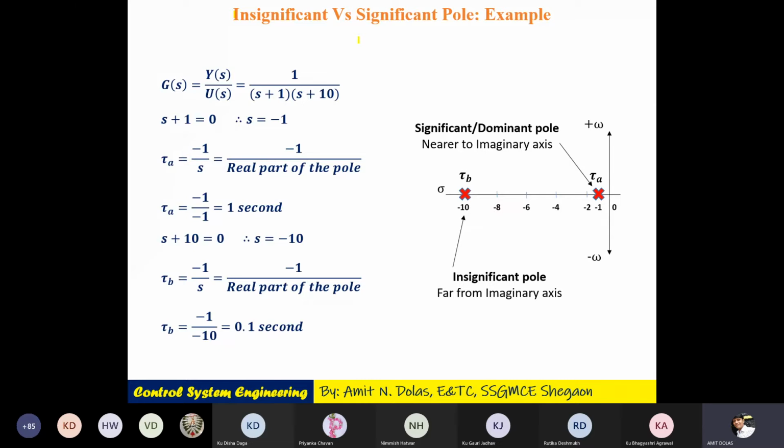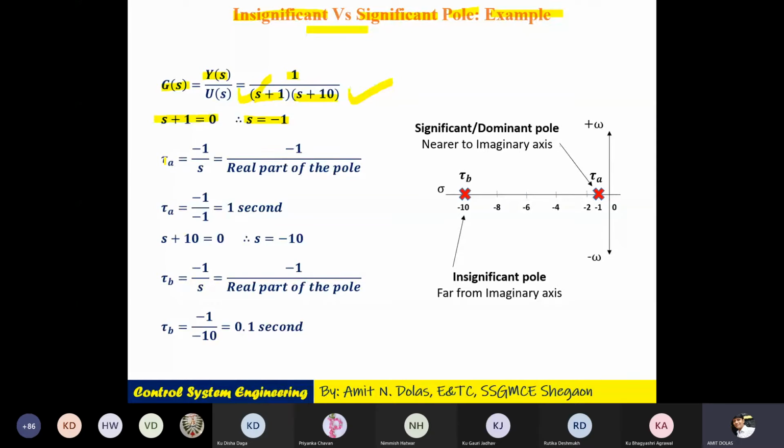Now we will find several poles and several zeros in the transfer function. Now what if I have multiple poles there? So they are categorized into two, that is insignificant and significant. We'll compare insignificant versus significant poles with an example. I have a very simple transfer function, G of s is equal to 1 upon (s plus 1) into (s plus 10). There will of course be two poles. Just by looking at the system, you can tell how many poles there are. So putting s plus 1 is equal to 0, I get pole s is equal to -1.